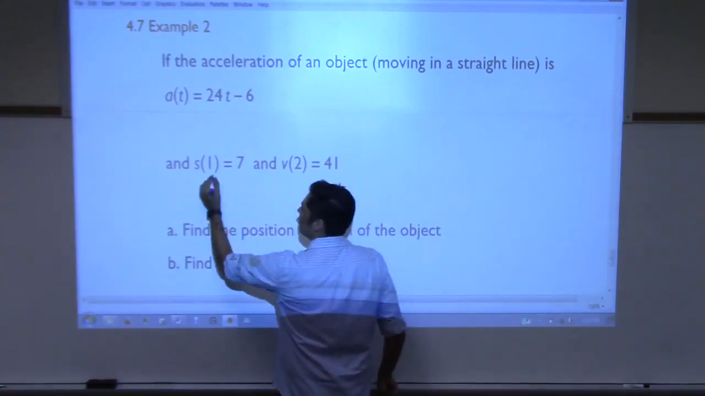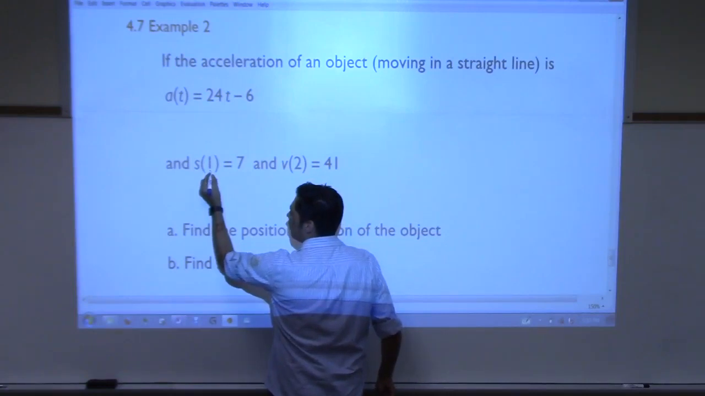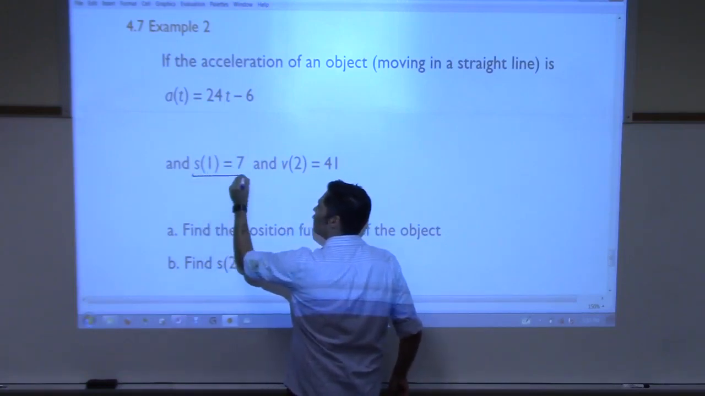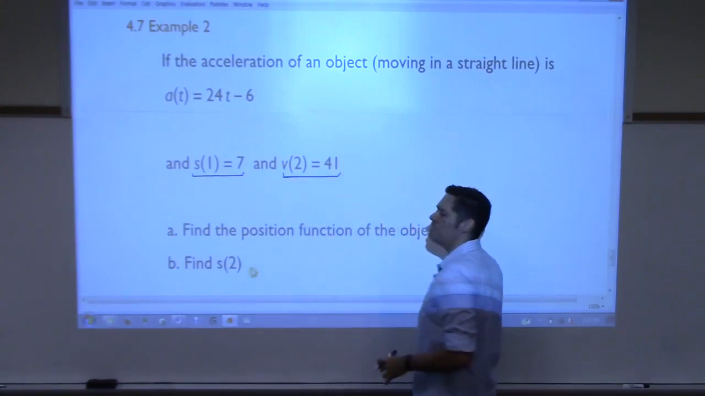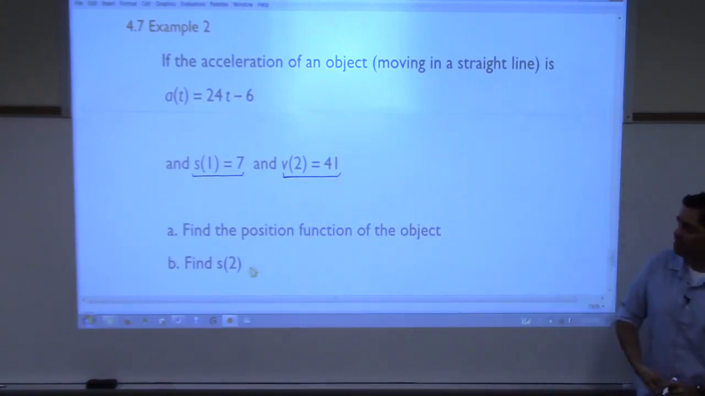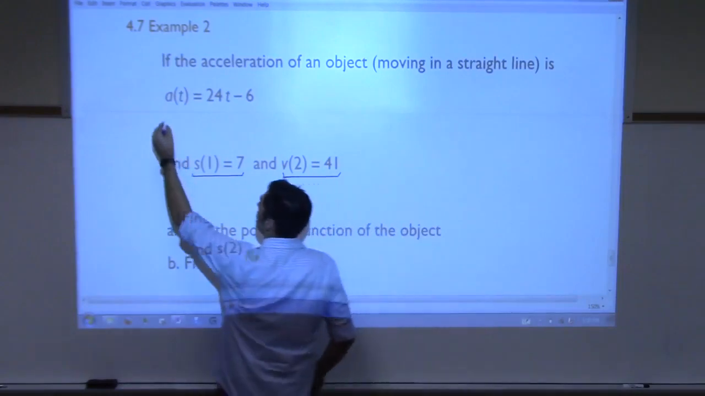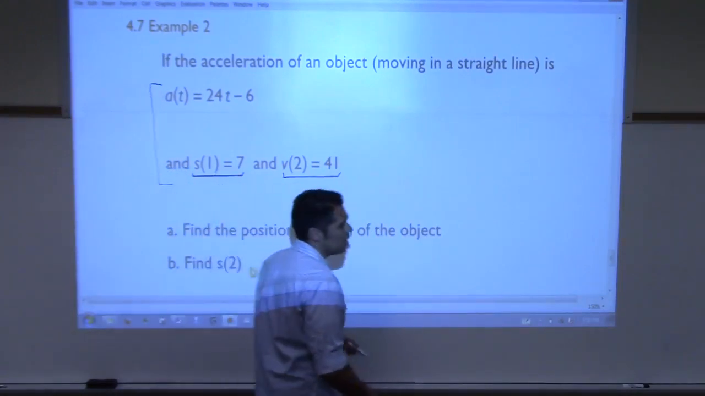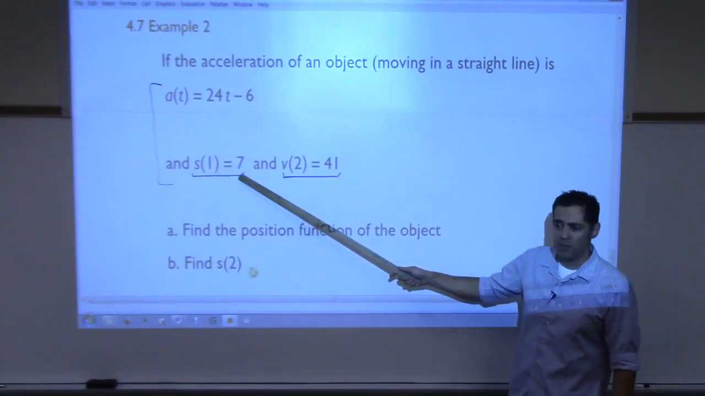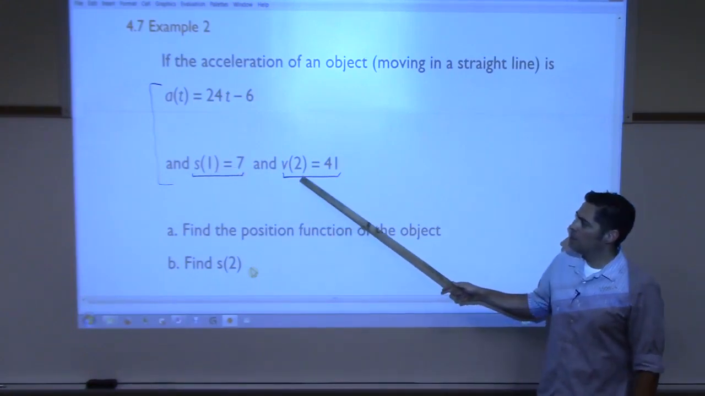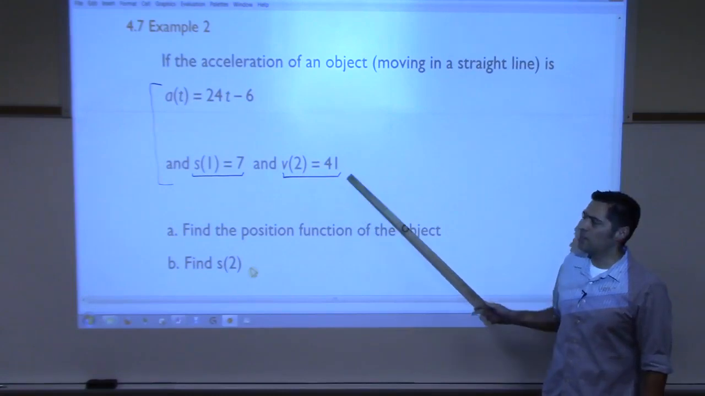What does s of 1 equals 7 and v of 2 equals 41 mean? This is all given to us in the very beginning. This is a 1. That's the position at time 1. At time 1, this is its position. And that's the velocity at time 2. At time 2, this is the speed of the object.